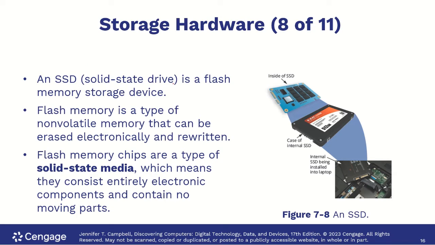A solid state device is a flash memory storage device. Flash memory is a type of non-volatile memory. It's not temporary, it's a permanent memory. The flash memory is a permanent memory that can be erased electronically and can be rewritten. Flash memory chips are a type of solid state media, which means they consist entirely of electronic components and contain no moving parts.